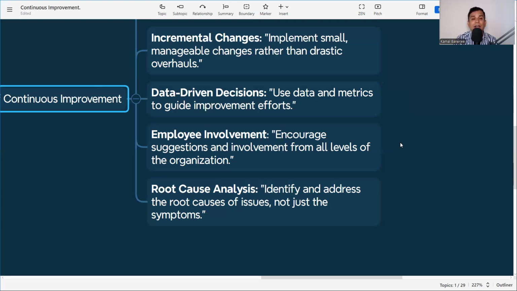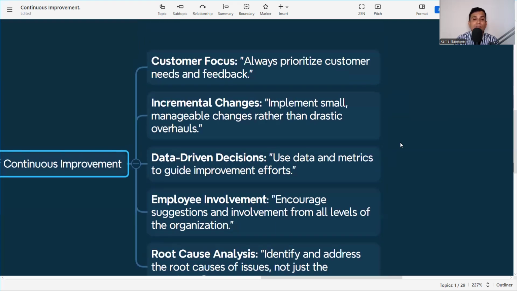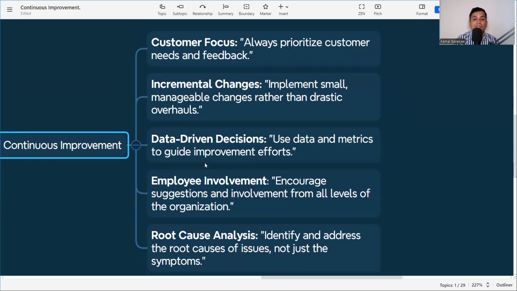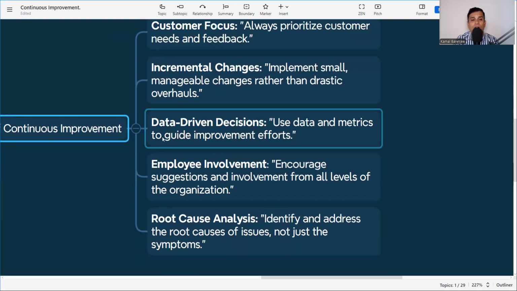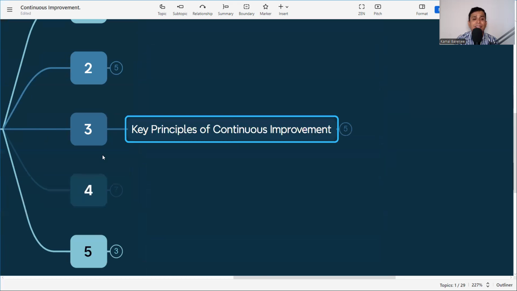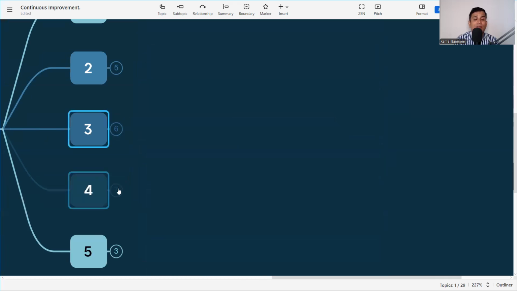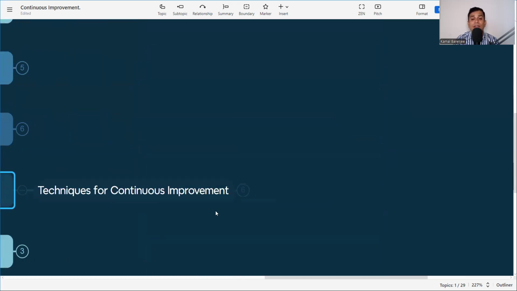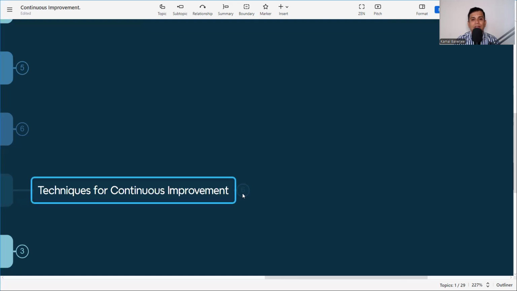So these are the key principles of continuous improvement: customer focus, incremental changes, data-driven decisions, employee involvement, and root cause analysis. In the next part, we will understand the techniques for continuous improvement. There are different techniques used throughout the industry, such as the PDCA cycle, 5S methodology, or Lean Six Sigma. Let's see what they are.